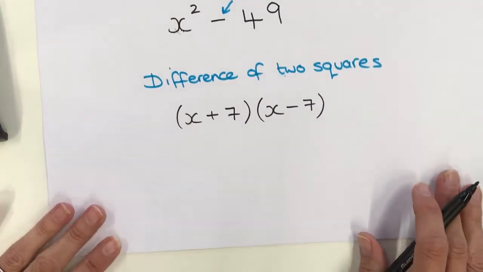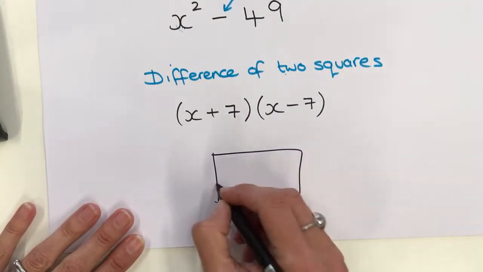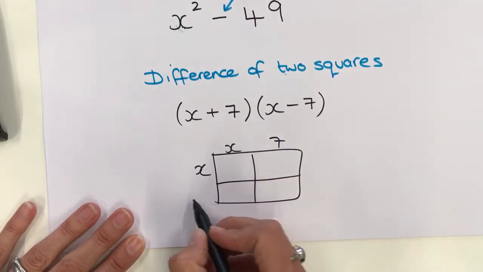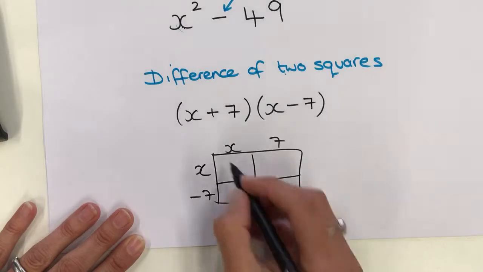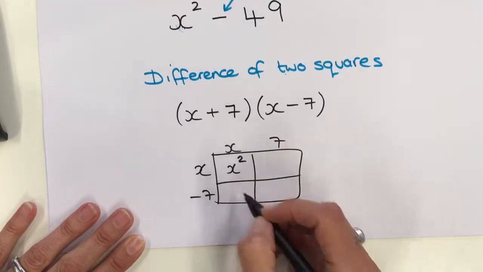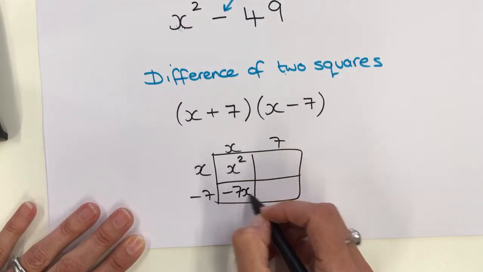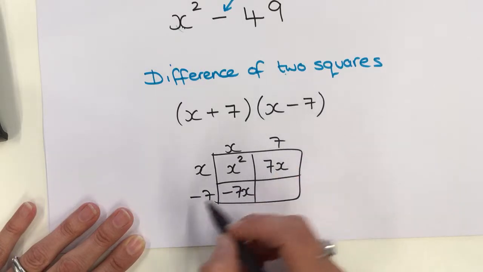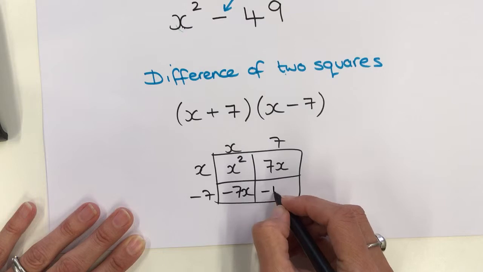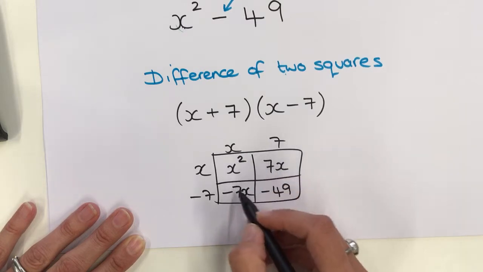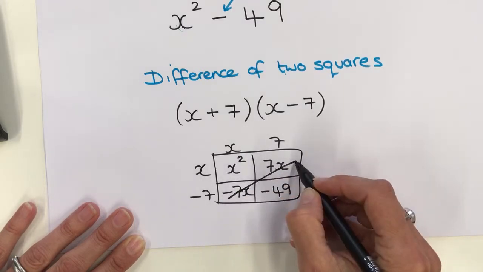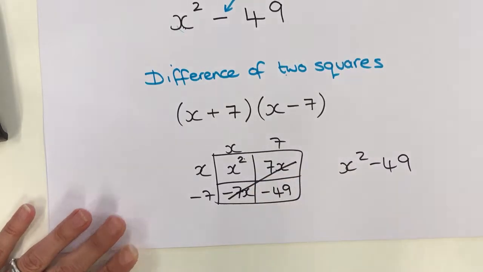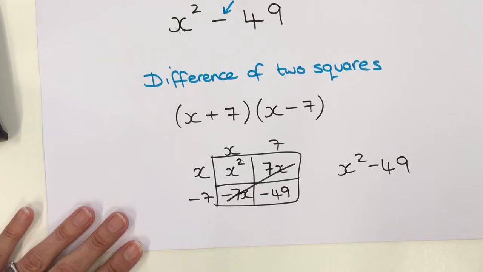And if we try to expand this, just to check, x and a 7, x and a minus 7: x times x is x squared, x times minus 7 is minus 7x, 7 times x is 7x, 7 times minus 7 is minus 49. Now the 7x and the minus 7x cancel. That's why we're just left with x squared minus 49.